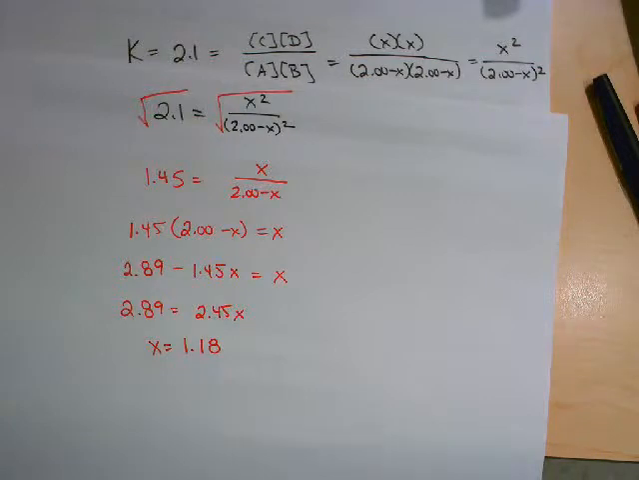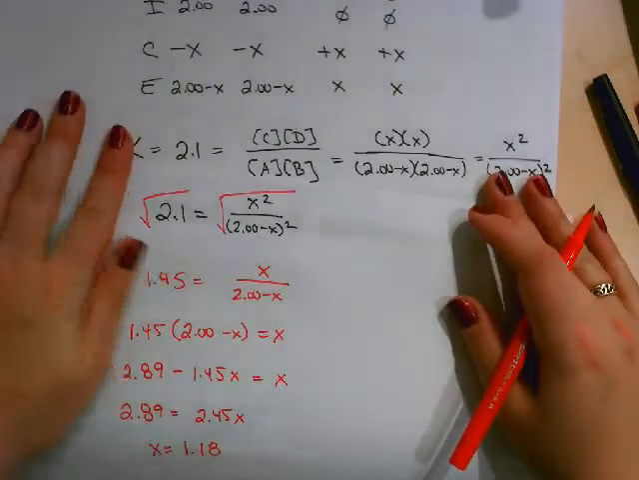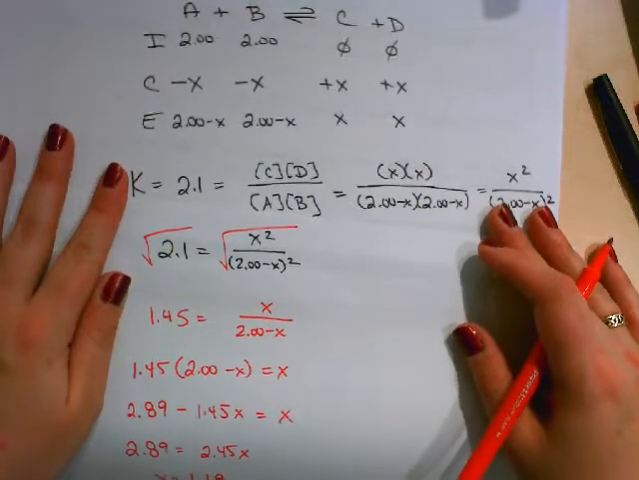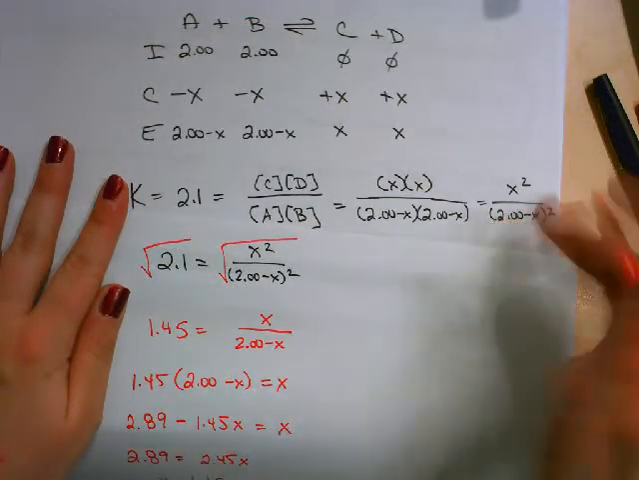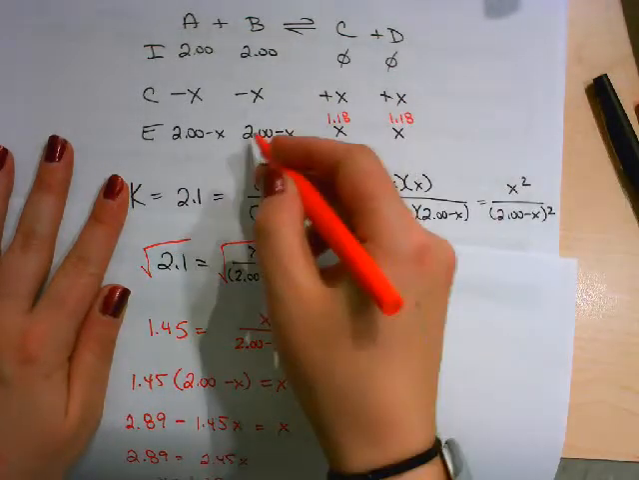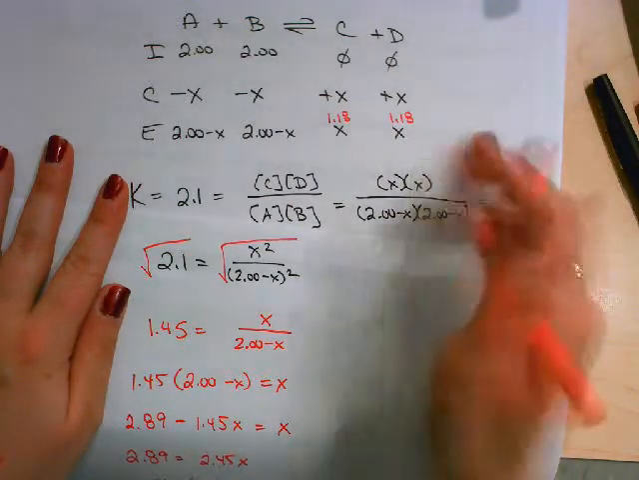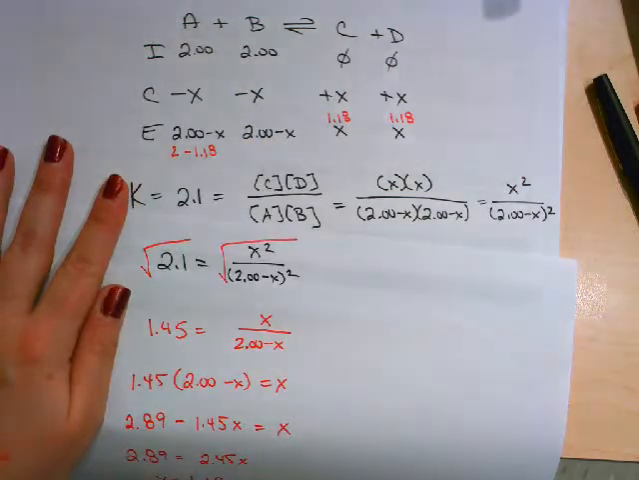Depending on how you chose to round, 1.18, 1.19, somewhere in there. So the question is, that is x, so what concentrations do those tell me about? Right, so this is 1.18, and this is 1.18. What's going to be the concentration of A and B then? It's going to be 2 minus 1.18.